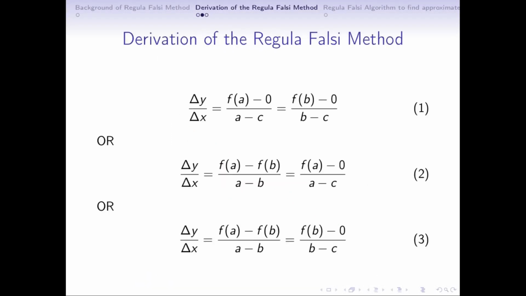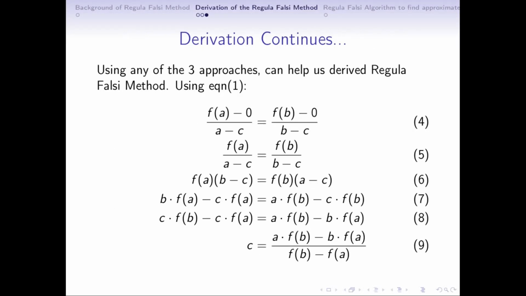From the graph that we have here, to construct a gradient, we can fall on either equation 1, equation 2, or equation 3. Any of these three equations can help us get our c value. Using any of the three approaches, we can still get the formula for the regular Falsi method, but we fall on equation 1 to get it.